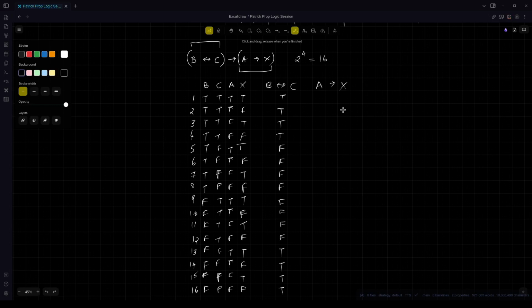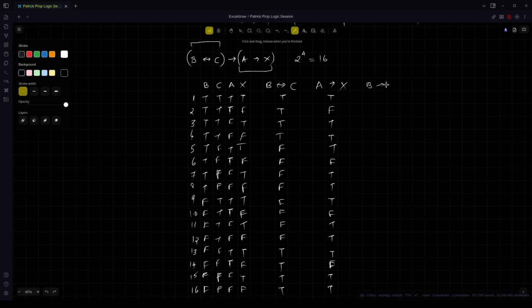Okay. Then this time we have a conditional, the implication from A to X, and so we have true, false, true, false, true, false, true, false, true, false, true. Okay. And then we have the big one.